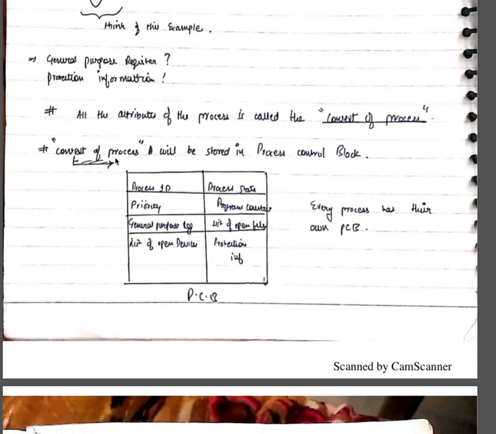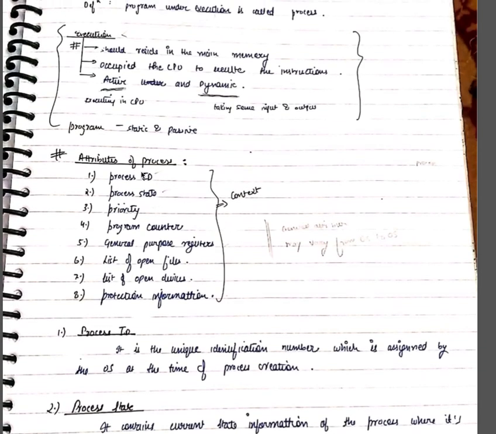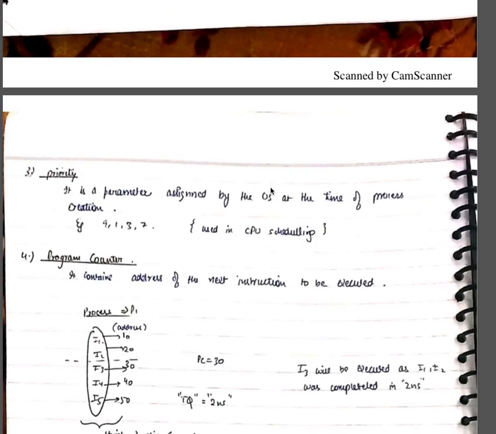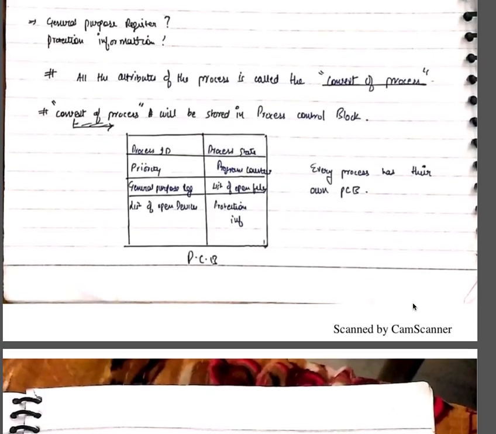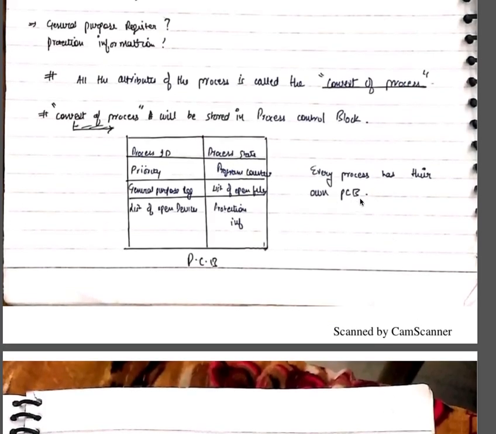Now, context of the process. What do I mean by the context of the process? It is the attributes of the process. We have seen these attributes of the process, that is process ID, process state, priority, program counter, general purpose registers, list of open files. It is also called the context of the process, and will be stored in the process control block. It is also known as the PCB, and every process will have its own PCB.